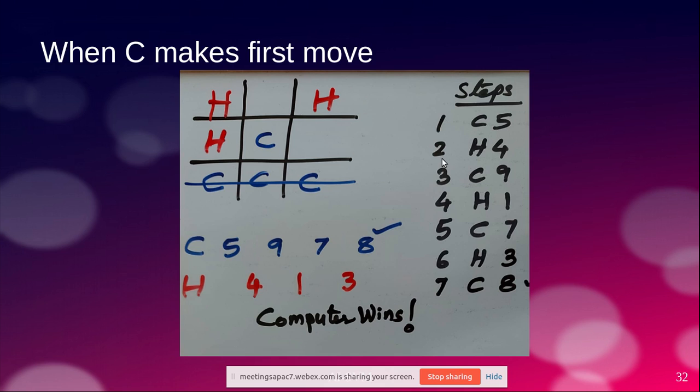Then the human is allowed to play, and the human selected cell 4. Why he selected it is his problem. I don't know. So the human selected cell 4. Then it is the computer's turn back. So 5 was selected by the computer. The human selected 4. Then get back.